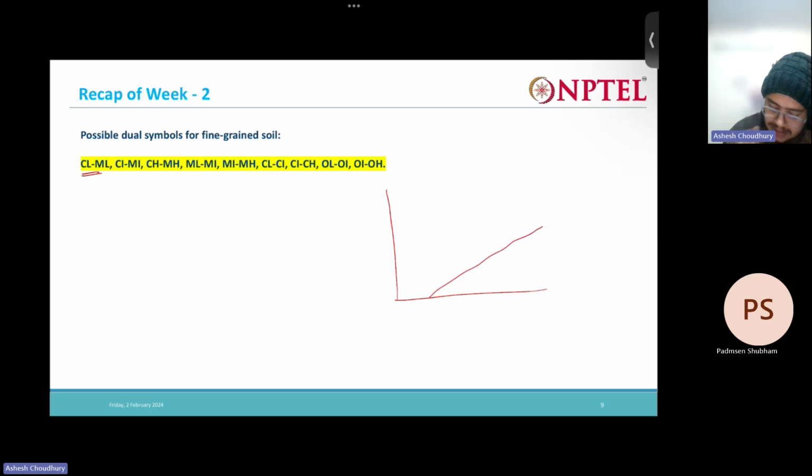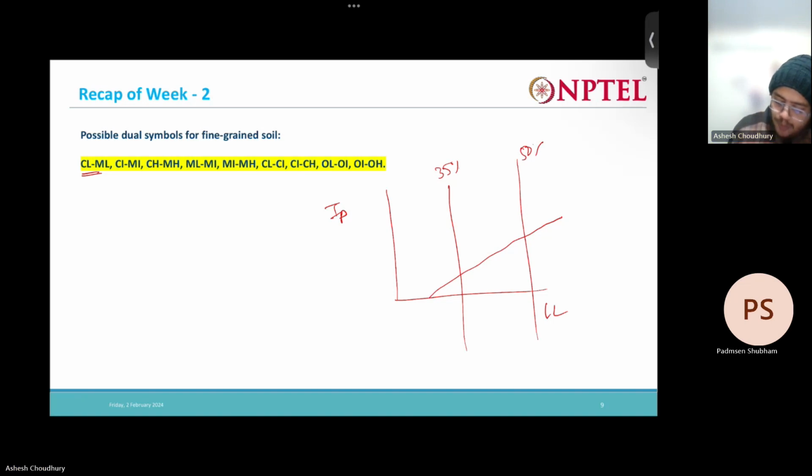Say this is the plasticity chart. Now in the plasticity chart, say this is the liquid limit and this is the plasticity index. This is the 35% liquid limit line. This is the 50% liquid limit. Now say our soil plots very close to this A line, here in this region. Then we can have CI-MI. Now if the soil plots here, very close but in this region, we can have CH-MH.